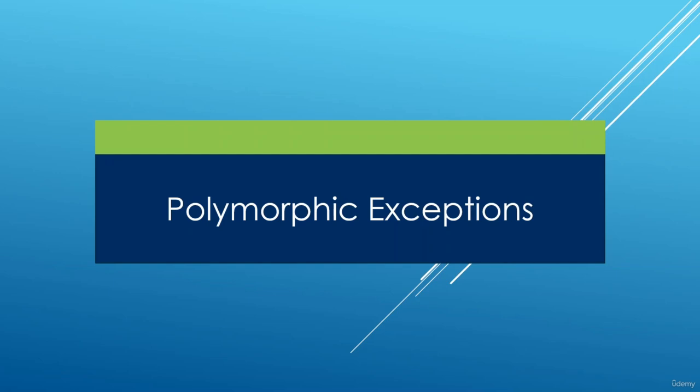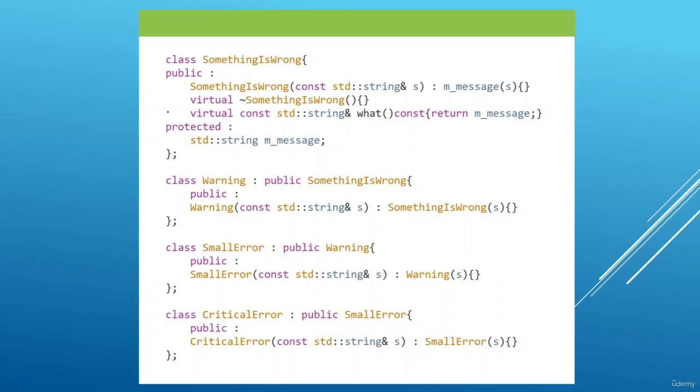In this lecture, we are going to explore the idea of using polymorphic exceptions. And what this involves is really setting up the what function here as a virtual function, and this is going to allow it to use polymorphism. So we are going to mark this as virtual, and in all deriving classes, we are going to override it and make it do something more specific to the class that we are at.